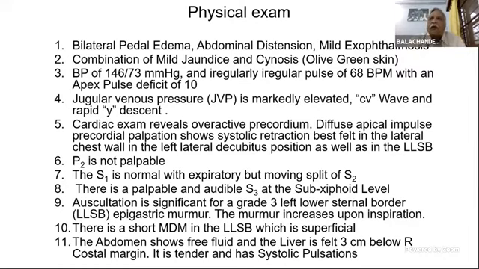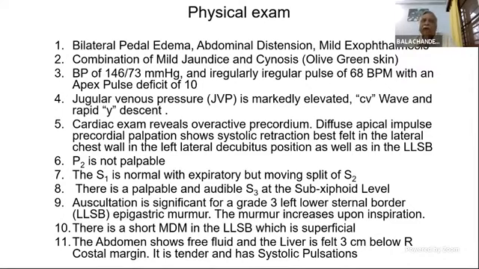A sign called olive green skin is described, but it is seen only in very fair people, perhaps. We don't see it much: a combination of mild jaundice and cyanosis. This can occur not only in low pressure TR, it can occur in all congestive hepatomegaly also. Of course, this patient, let us say, has a BP of 146, normal blood pressure, and an irregular pulse, because atrial fibrillation is very commonly found in this condition. And the JVP is markedly elevated, and a CV wave with a rapid Y descent is present. We will discuss these points about JVP in a little more detail.